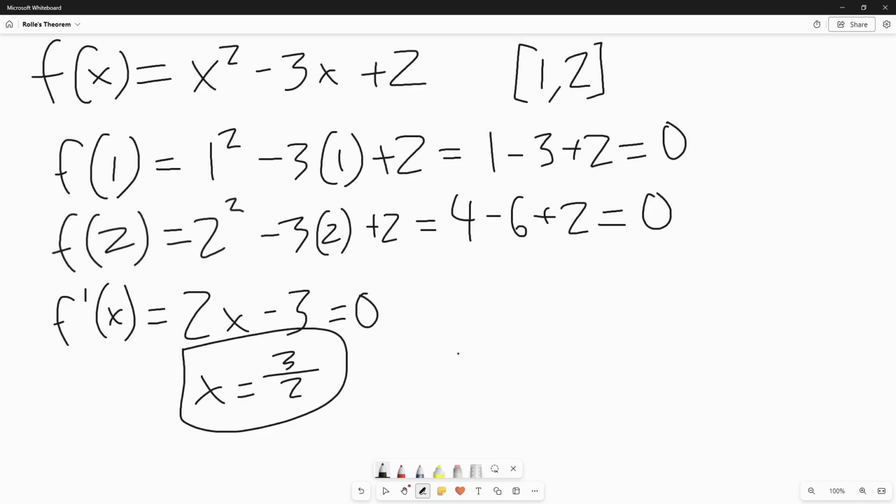If the question asks you to find the point, then you just plug this x value into the original equation. But we've accomplished our goal of finding the c value that we can replace for x in the original function to find where the derivative or the horizontal tangent line is equal to 0.